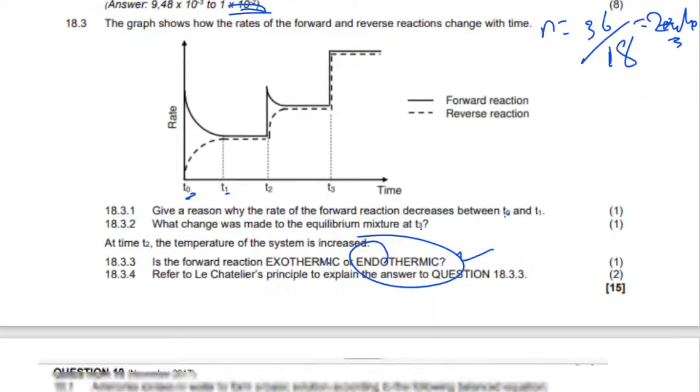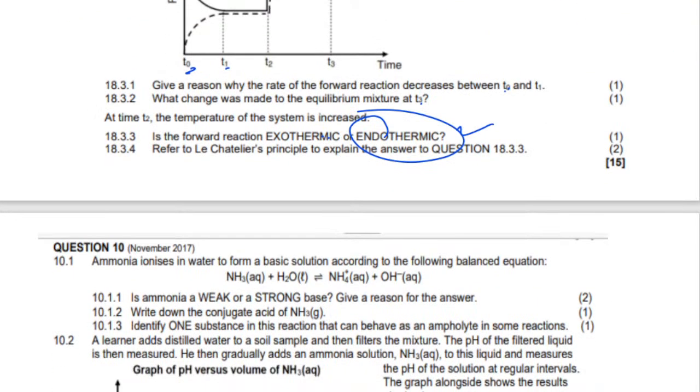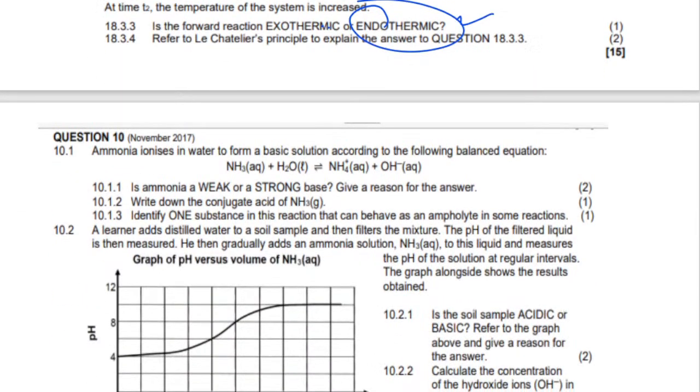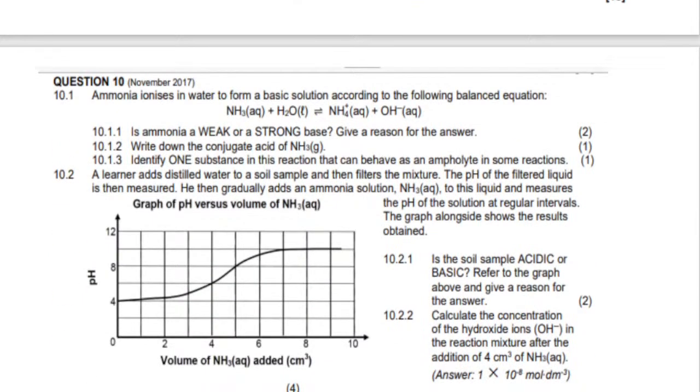So let's go to the next question. The next question is about acids and bases.